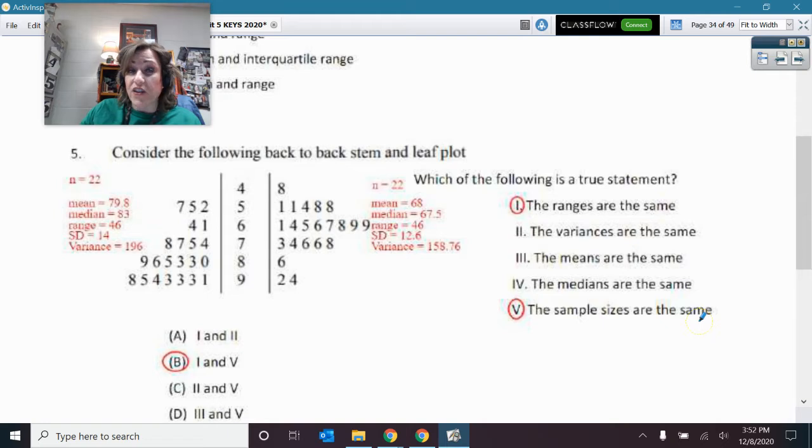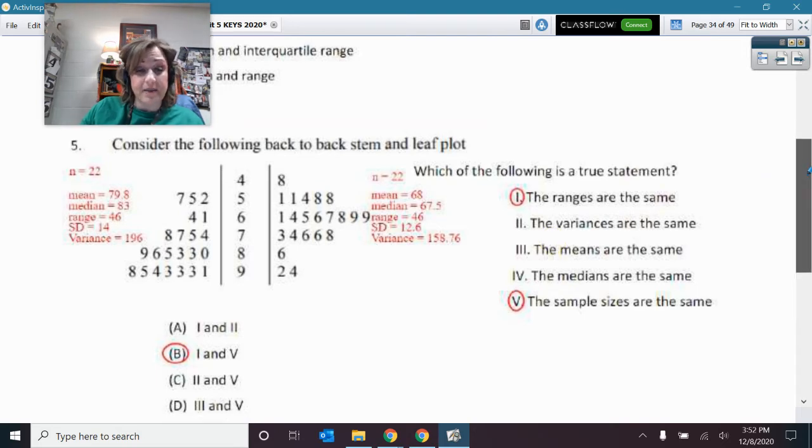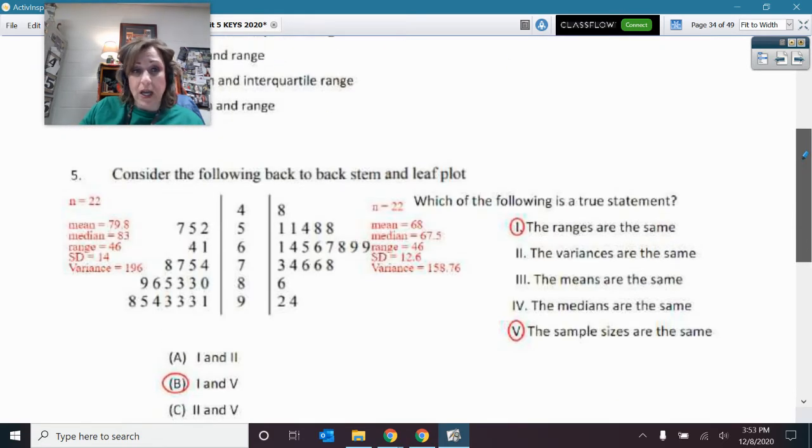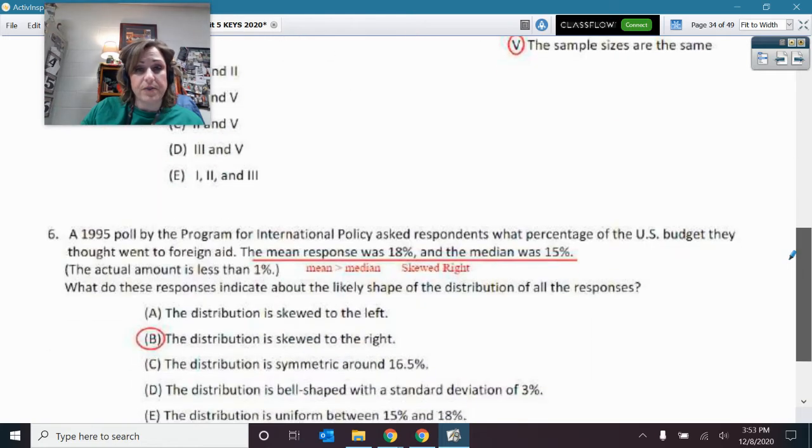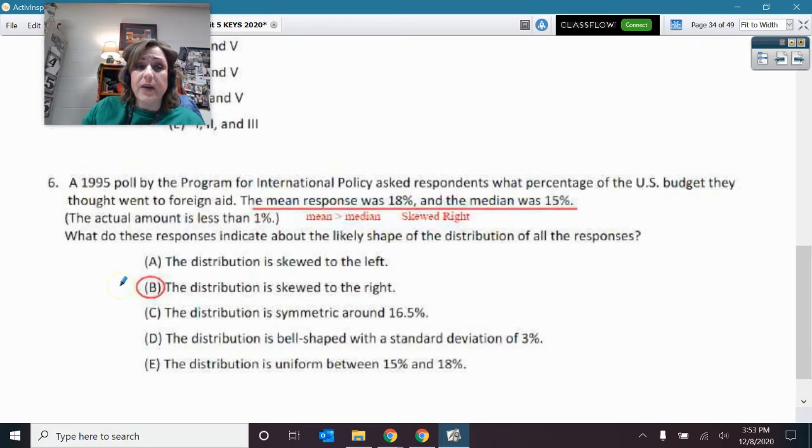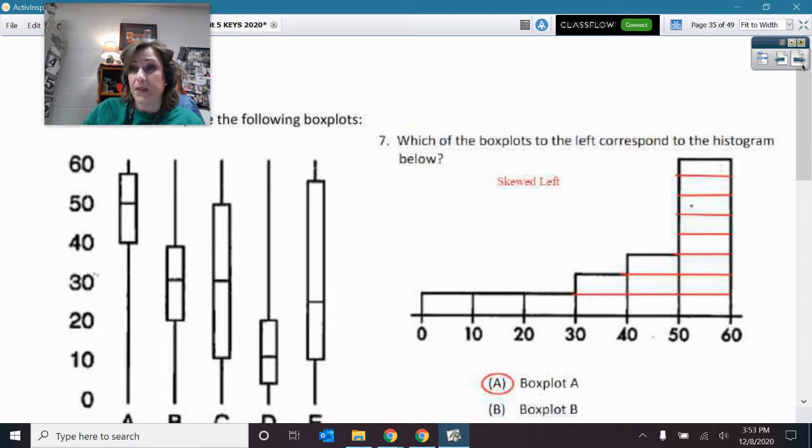The sample sizes are the same. That's what this N is. N is 22. Okay? They had the same number of pieces of data. So 1 and 5 were the answers. All right. So here we had the situation where the mean response was 18% and the median was 15. So the mean is greater than the median. If the mean is greater than the median, then you are skewed to the right. The data is skewed to the right.